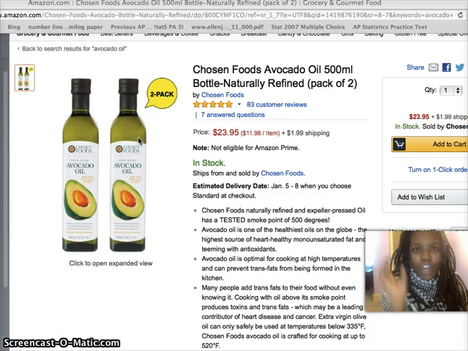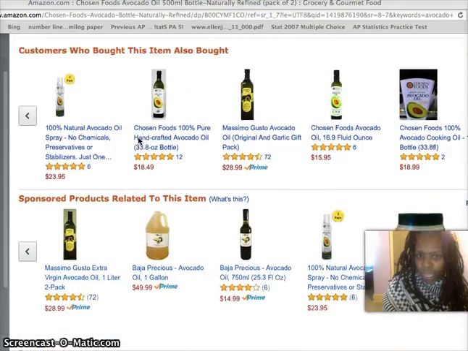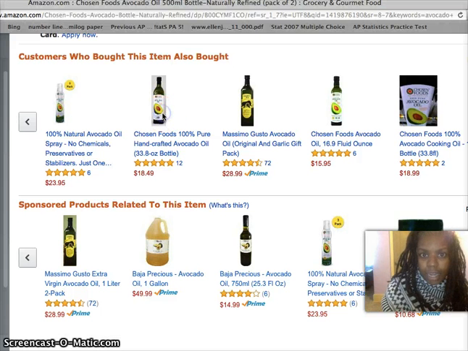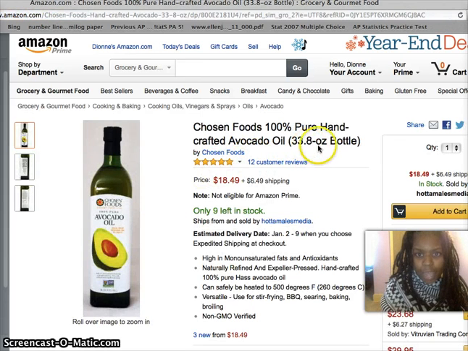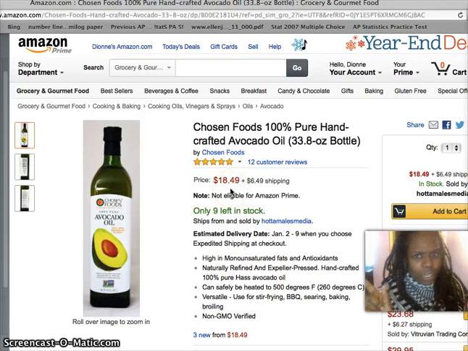Then I figured out how much it cost me per ounce. Just stay with me. It cost me 72 cents per ounce. I was like, I guess that's not bad. I don't remember how much I paid at BJ's, but that seems pretty good. Then I scrolled down and saw the same exact brand. This bottle is 33.8 ounces at a price of $18.49 plus a little shipping and handling. But I didn't consider shipping and handling for the other one, so let me just go straight for the price.